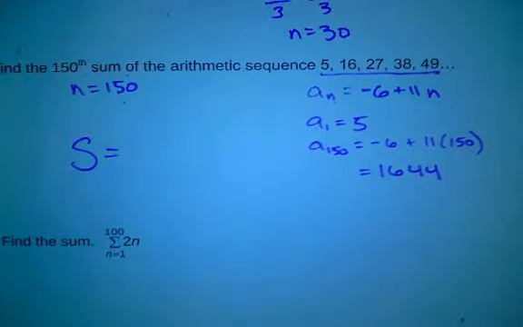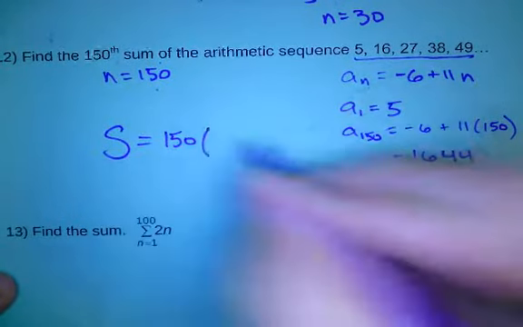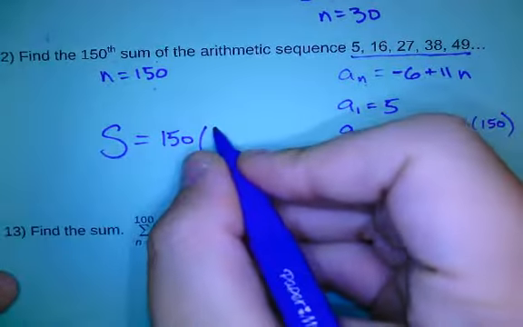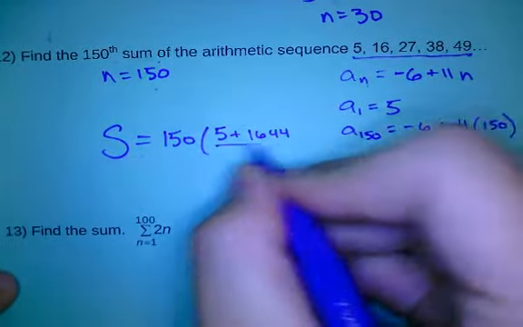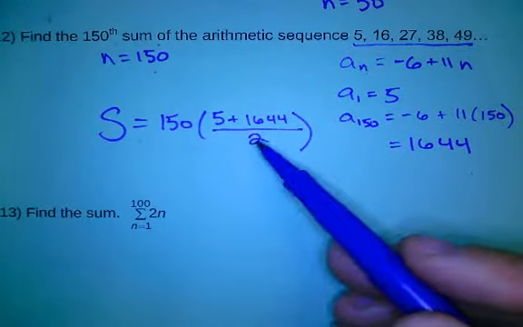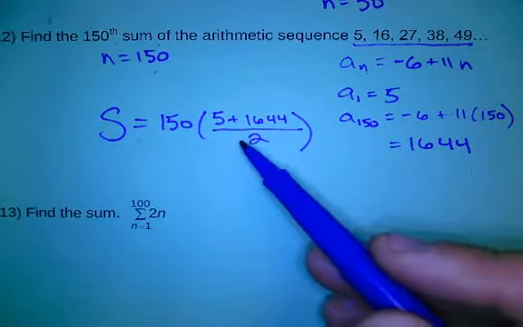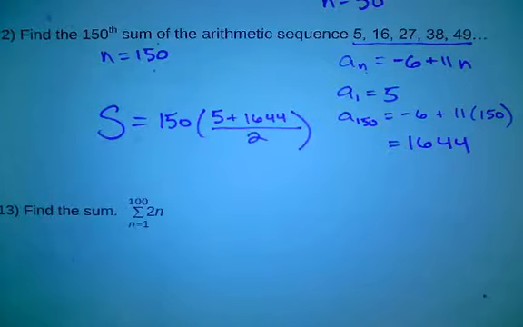Oh, hey, I didn't answer anything yet. So the sum is equal to, what's n? 150. What's the first term? Plus 1644, all over 2. Now I just put the over 2 here. It doesn't matter where you put the over 2. I just put it here because I'm hoping that helps you understand what is really going on here. Because I'm not all about memorization. I'm all about understandization.